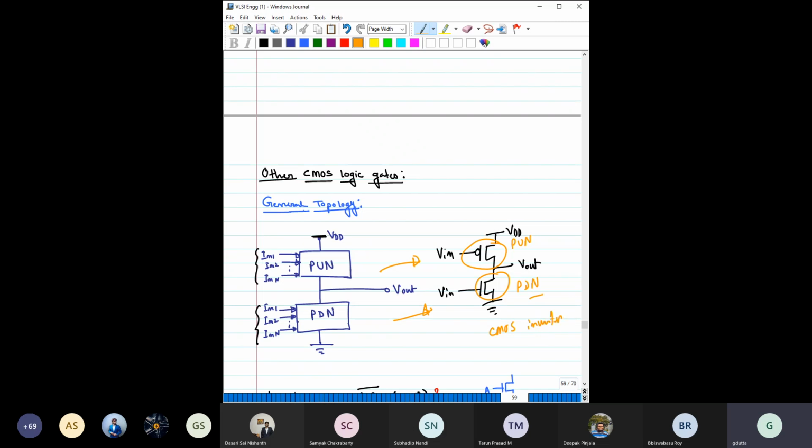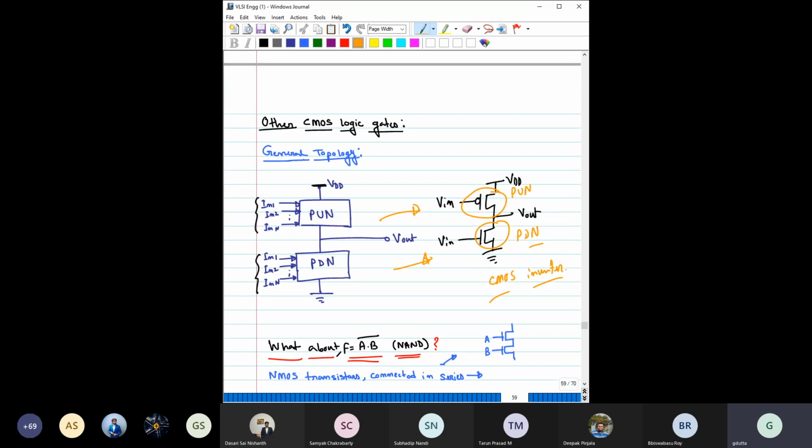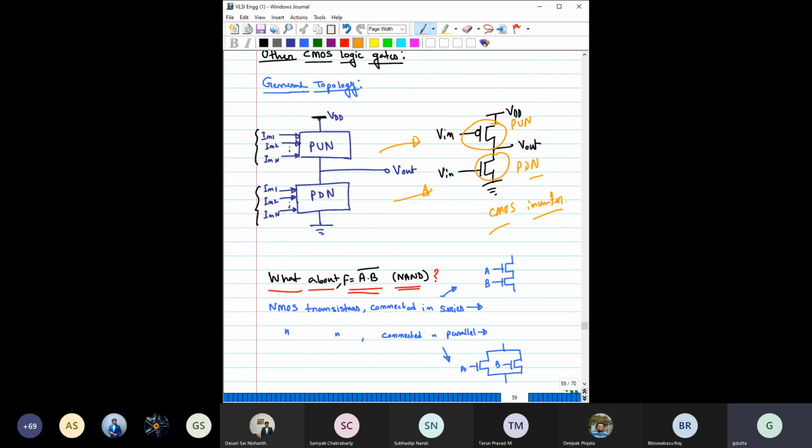Now the question is, what about some other gates? For example, what about this NAND gate? Before discussing how you can design a NAND gate, let us discuss what will happen.